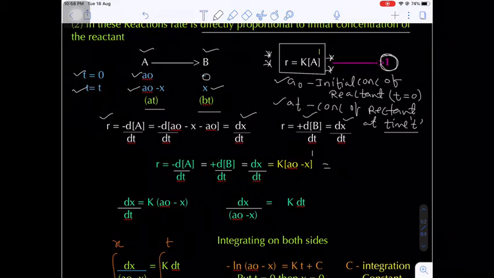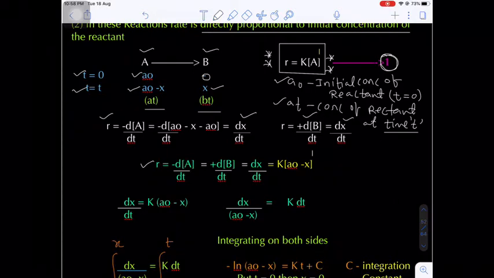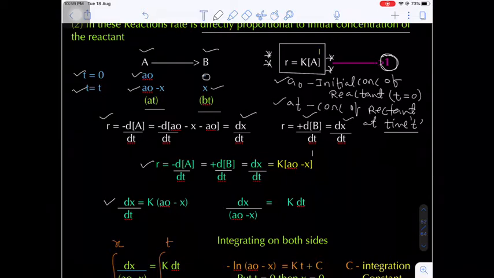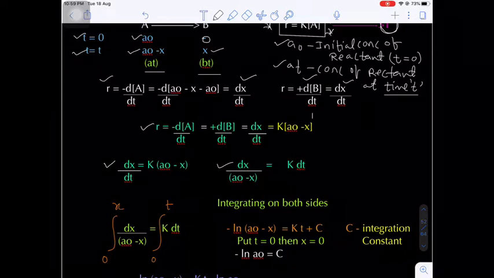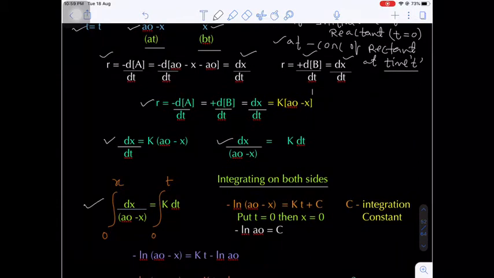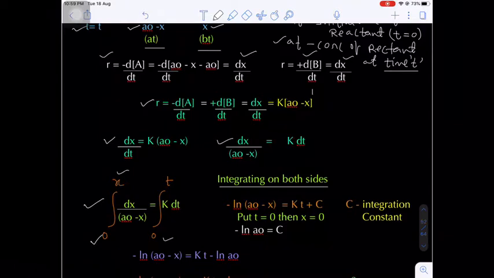Now here, rate R is equal to minus dA by dt, which is equal to plus dB by dt, which is equal to dx by dt, nothing but k times A0 minus x. From here dx by dt is equal to k times A0 minus x. So I am writing dx by (A0 minus x) equal to k times dt. Now what I am doing here is integrating on both sides: integral dx by (A0 minus x) will be equal to integral k dt, with the limits of x from 0 to x and time from 0 to t.